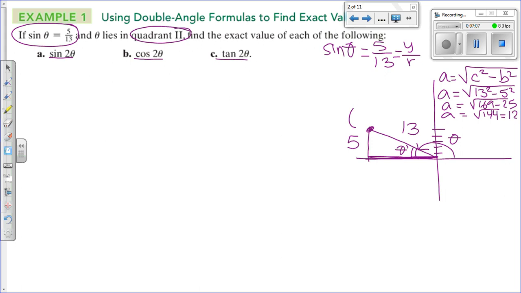12 or negative 12. So what should we use here, guys? 12 or negative 12? Negative 12, because we're in the second quadrant, right? And so the x values are negative.